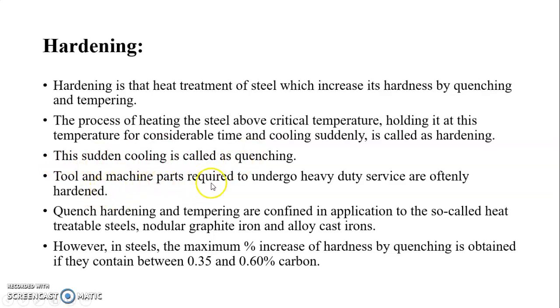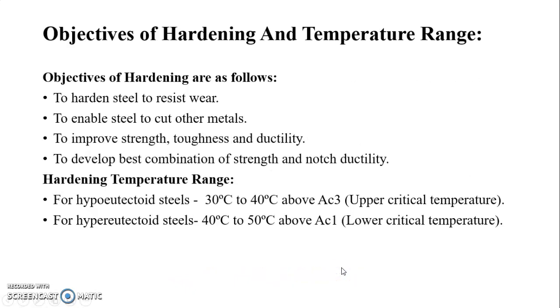Tool and machine parts required to undergo heavy duty service are often hardened. Quench hardening and tempering are confined in application to the so-called heat treatable steels, nodular graphite iron, and alloy cast iron. However, in steels, the maximum percentage increase of hardness by quenching is obtained if they contain between 0.35 and 0.60% carbon. Then there are some objectives and temperature ranges of hardening.